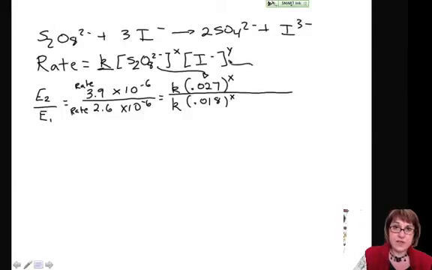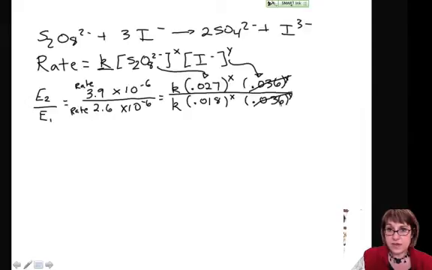Now let's do the same for the iodide concentration. Read from your data table. In experiment 2, the iodide concentration was 0.036, and that's raised to the Y power. And in experiment 1, the concentration of iodide was also 0.036. That's why I picked those two experiments, so that I can just say those are the same. One thing divided by itself is equal to 1, so those just cancel away. Also, since K is constant, it cancels away. One thing divided by itself just gets to go bye-bye.